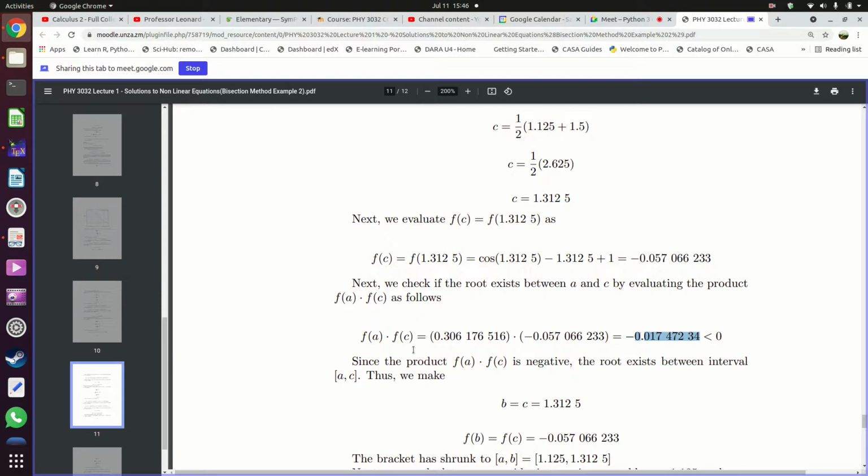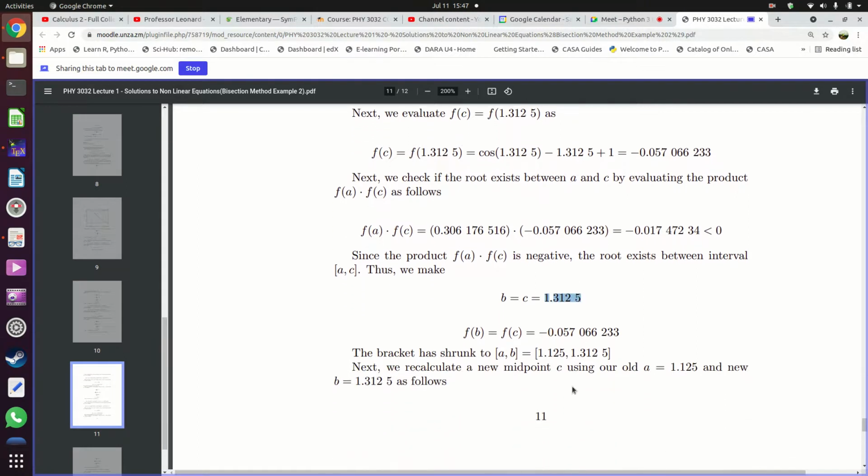All right. So as you can see, since our product f of A times f of C gives us a negative value, it means that between A and C, the function cut the x-axis. Therefore, we can shrink the upper part of the boundary, because right now the upper part is at 1.5. So we make our C become B, so that B becomes 1.3125, like this. Are we clear?